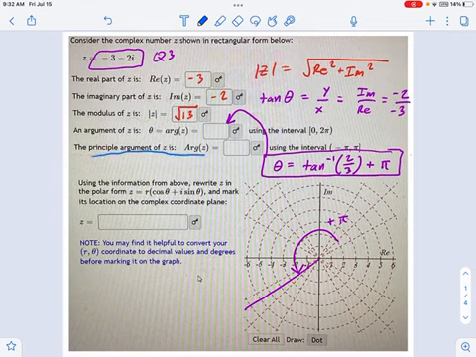Principal arguments. Arg with a capital A. We need to use the interval -pi to pi. And if you'll notice, the angle that I've just drawn in purple is bigger than pi. Right? It has to be. We just added pi to it, so it's going to be bigger than pi. So we need to find a coterminal angle which is actually not bigger than pi. It's smaller than pi. It can be as low as -pi.